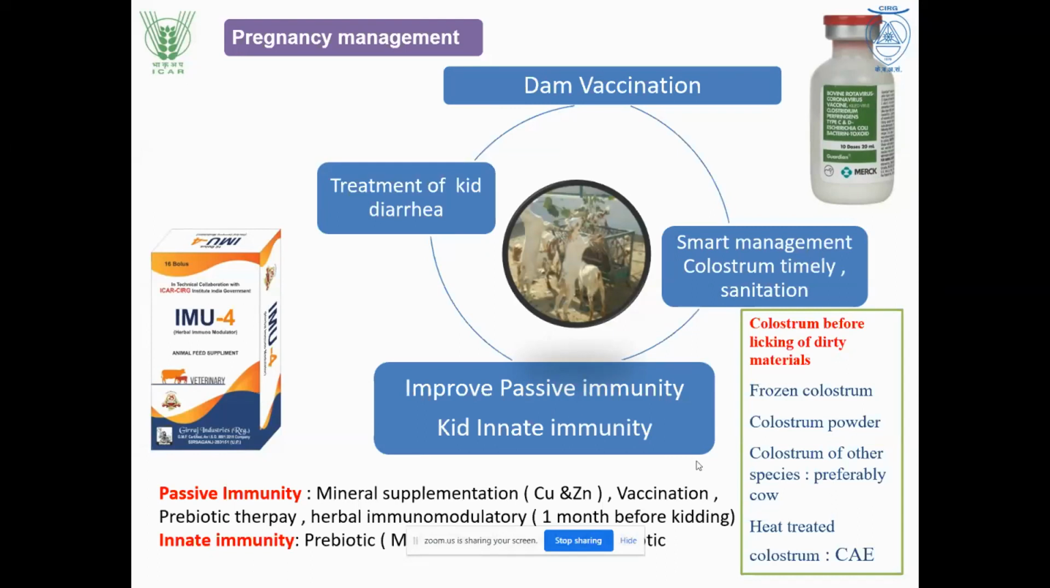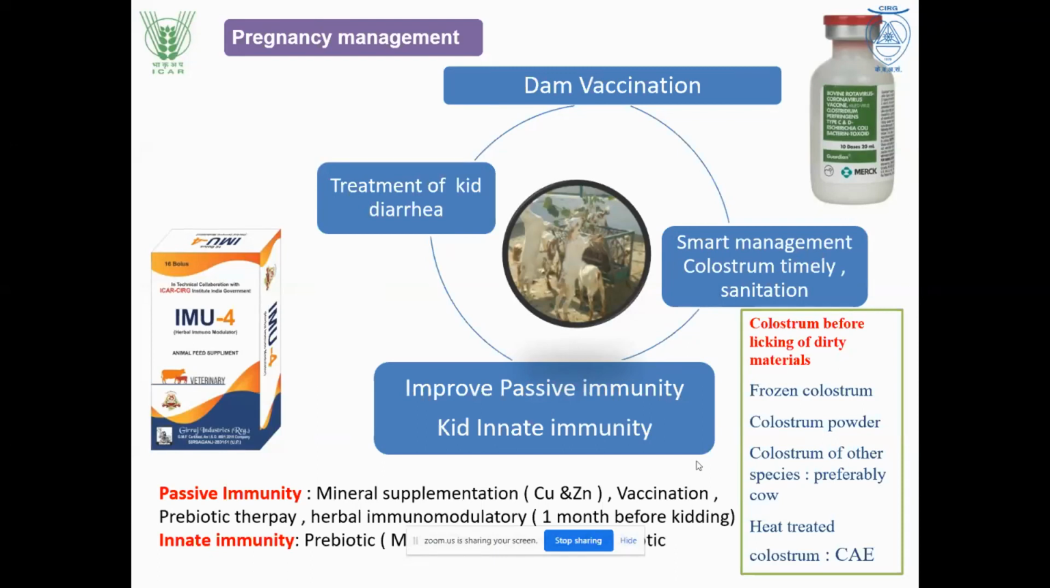When colostrum is not available to the young one, other approaches can also be practiced, for example frozen colostrum or colostrum powder. Although the availability of this approach is not very common, in the near future, because the goat industry is now coming up in a big way, all these possibilities will be there in our country. The colostrum of other species can be given. Colostrum is a major important management you need, timely and sufficiently.